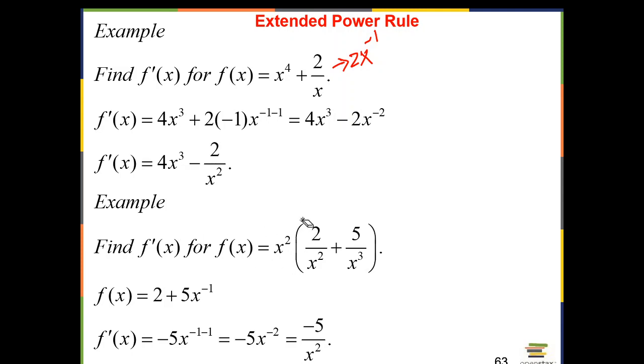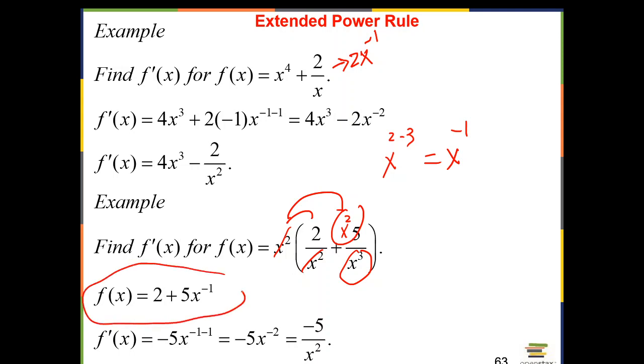Here's another one. Don't think of this as product rule, because we can simplify it, right? Just first multiply, simplify, and then take the derivative, right? So x squared times 2 over x squared is just 2. And x squared times that would be x squared divided by x to the 3rd. So that's x to the 2 minus 3, which is x to the negative 1. So that's the 5, right? You keep the 5, and then x to the negative 1. So that's the simplified function.